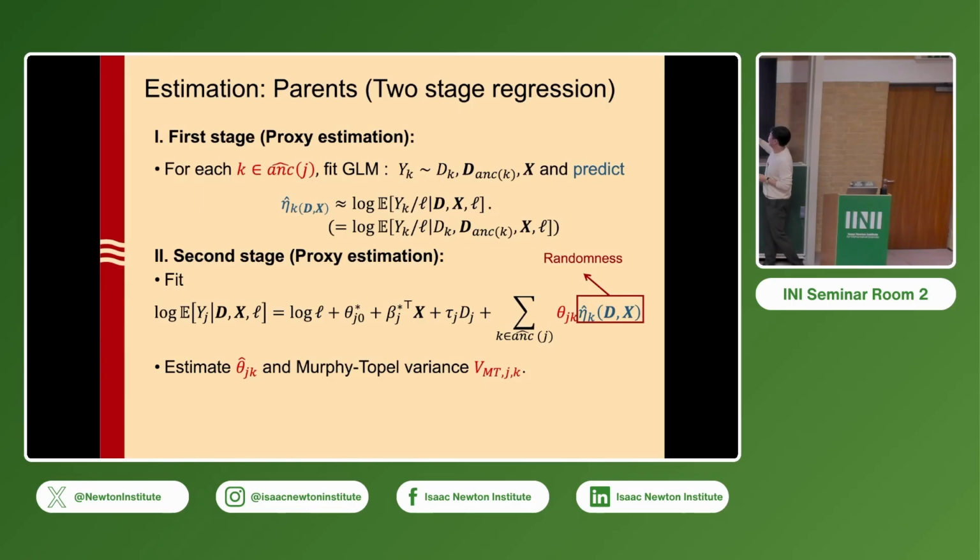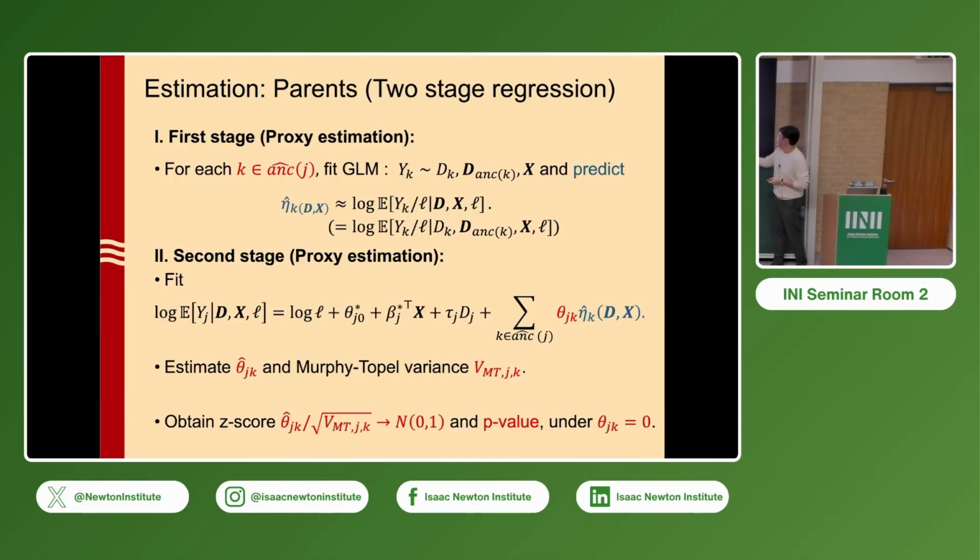And since this is a predicted value, we need to account for the randomness of this. And there's actually literature that talks about how to adjust for the variance when this is obtained from another optimization problem. And with this variance, you can actually reach a normal distribution under the null hypothesis that this is 0. And you can also obtain the p-value.